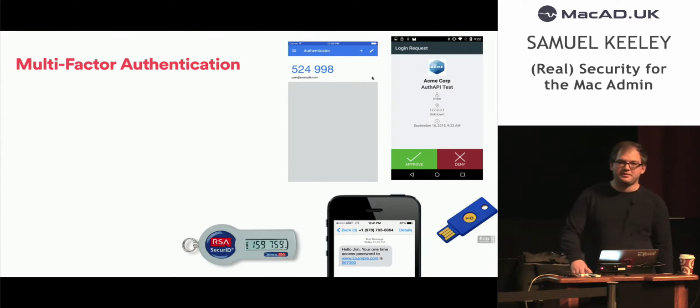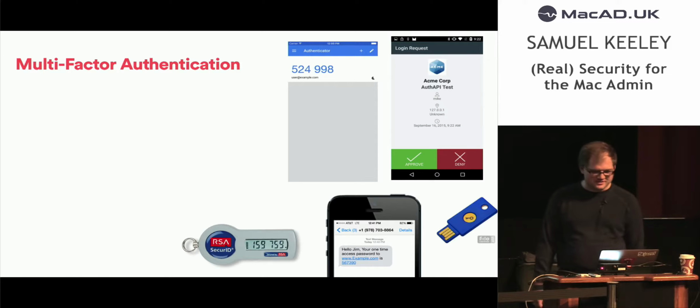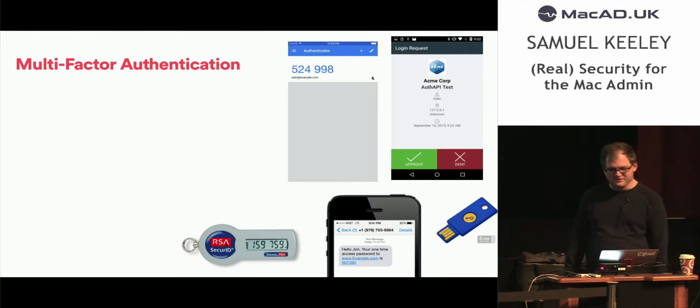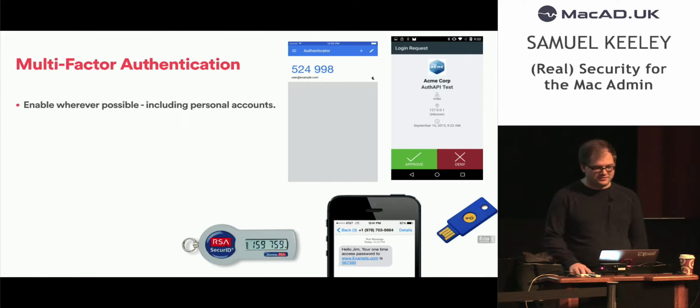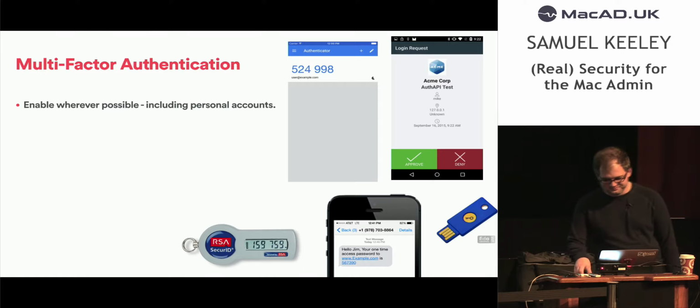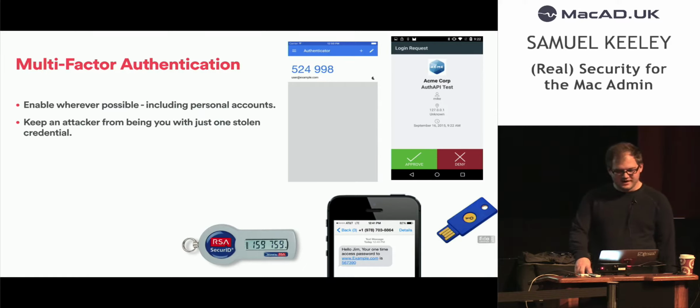A lot of us have probably set up MFA on as many accounts as we can. People are probably very familiar with at least one of these mechanisms, depending on what coast you're from, I guess. You might have one of those RSA tokens on the bottom, or you might have something like Duo or Google Authenticator. Please set up MFA on everything, including your personal accounts. This is the most critical part that I think a lot of people miss: your personal accounts are a great way to jump into other things. It keeps an attacker from being you with just one stolen credential.